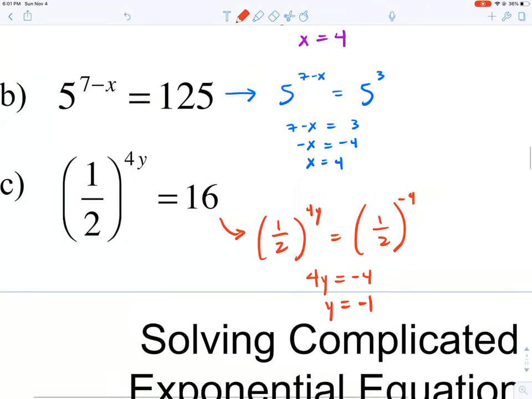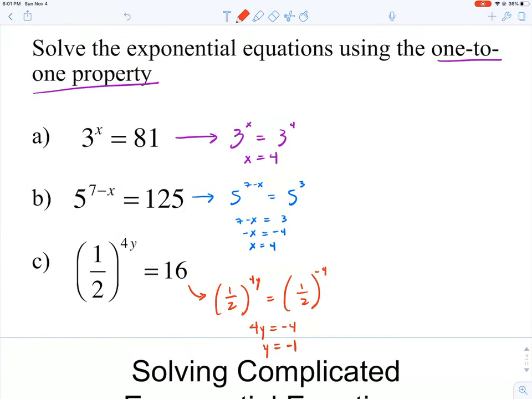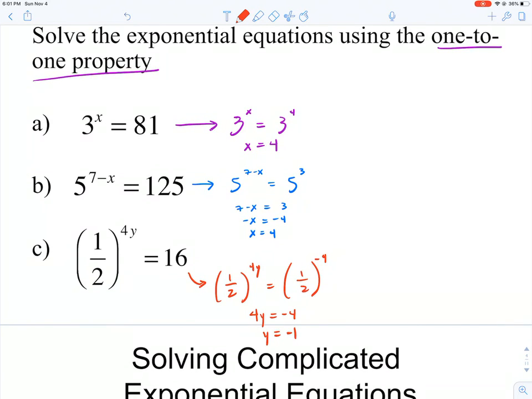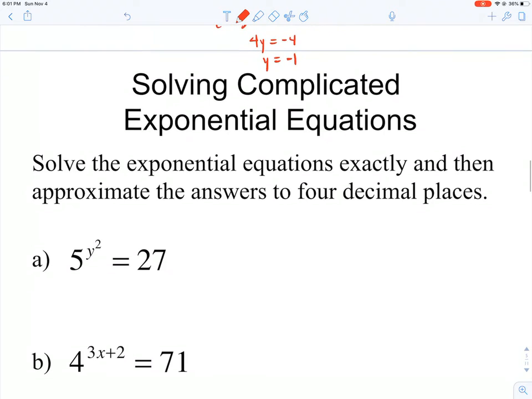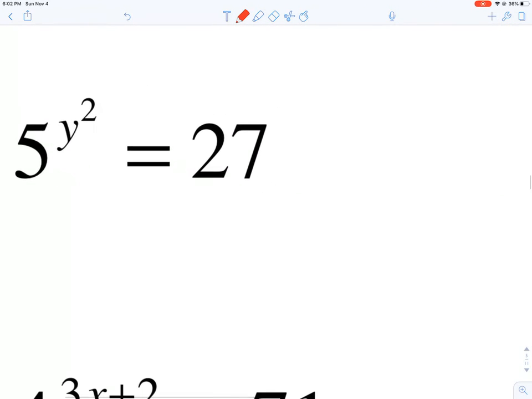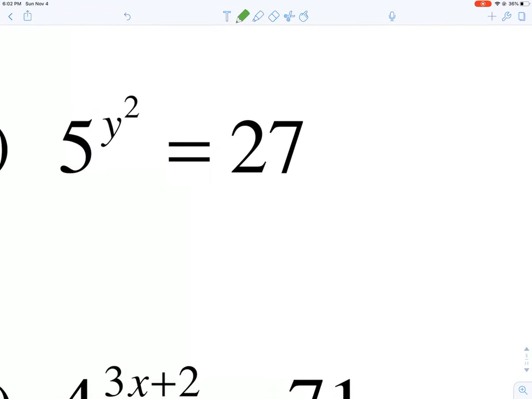Okay, so when possible, we like to use the one-to-one property. Okay, it's efficient, quick, clean. Whenever possible. But we can't always use the one-to-one property. So like 5 to the y squared equals 27. We cannot rewrite 27 as 5 raised to some integer power, or 5 raised to some rational power. So we have options here.